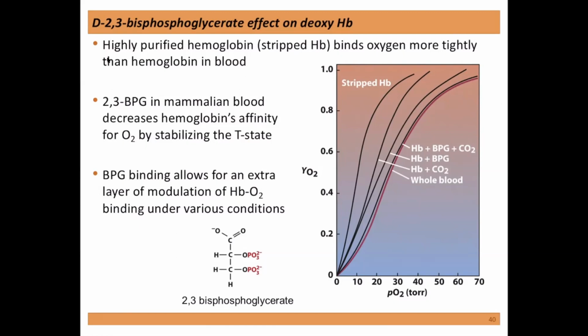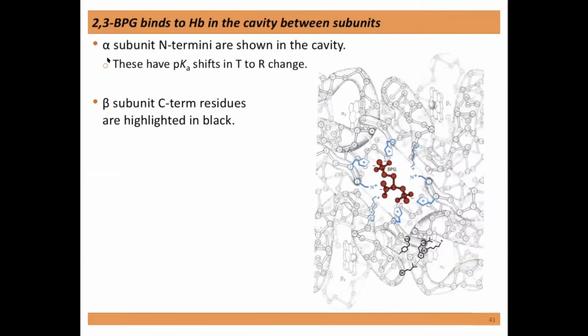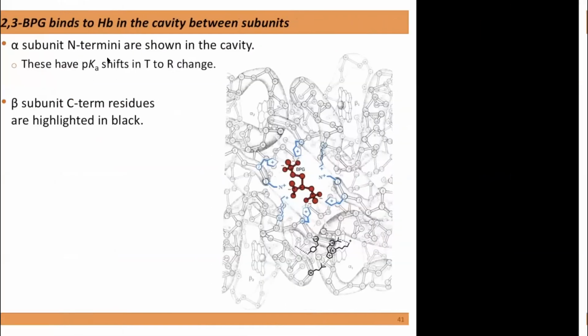And so this BPG, as it's referred to, allows for an extra layer of modulation of the hemoglobin oxygen binding under various conditions. And so here is a picture of BPG. It actually binds to the interior. Remember, in the T state, you've got quite a large cavity in that interior, and BPG will bind in there, and you can see that it's got some electrostatic interactions. Remember, when you get to the R state, that internal cavity collapses, and so BPG can't bind as efficiently in the R state. But when you have that cavity, BPG can actually bind in there and help stabilize the T state.